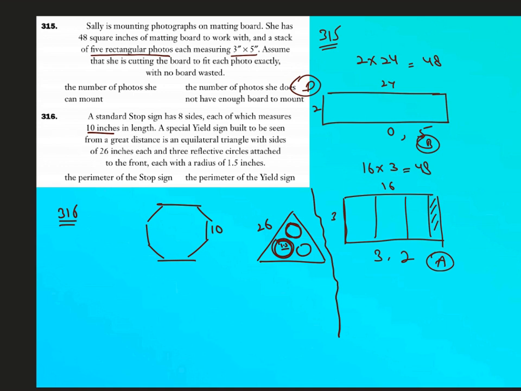So for the perimeter of the stop sign, it's just 8 times 10 because 8 sides 10 each, that's 80 inches. This is quantity A. For the triangle, it's actually 26 each. 26 times 3 is the perimeter. That's 60 and 18, 78. So clearly 80 is more than 78, hence the answer is A. The only confusing part here could be the circles. You have to understand the circles are on the triangle, so they will not contribute to the perimeter.